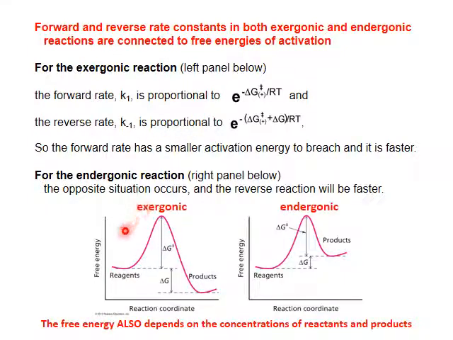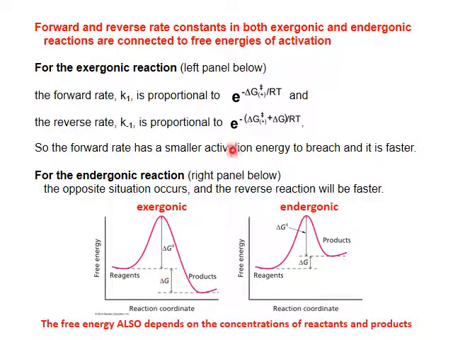So if we look at an exergonic reaction, which is the same one on the previous page, the forward rate would be in this direction, and the reverse rate would go from products to the reactants. And so the K1 that I showed before in that example of A plus B goes to C plus D would be the forward rate, is proportional to e to the minus delta G double dagger over RT. And K minus 1, the reverse rate, is proportional to e to the minus G double dagger, the same value, but we also have to overcome the delta G of the reaction itself, and that has to be added and incorporated into that reverse rate constant.